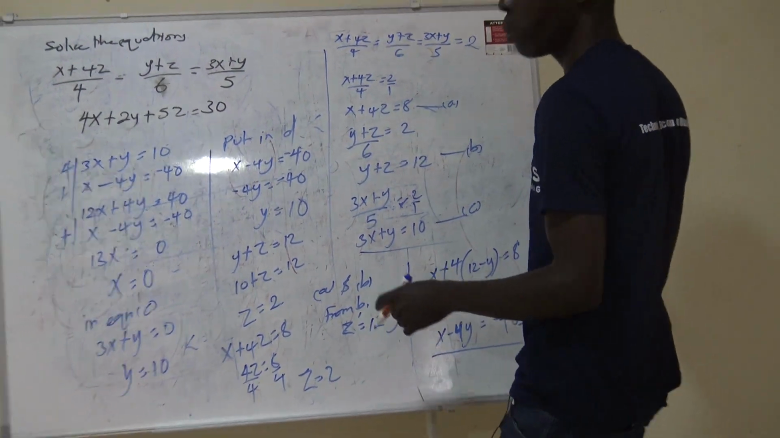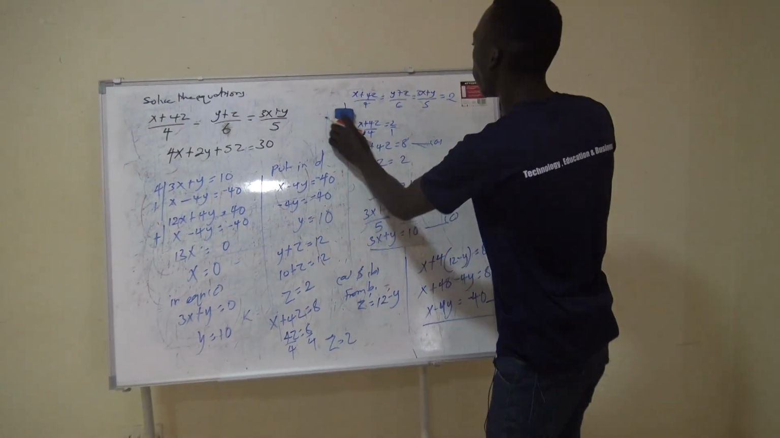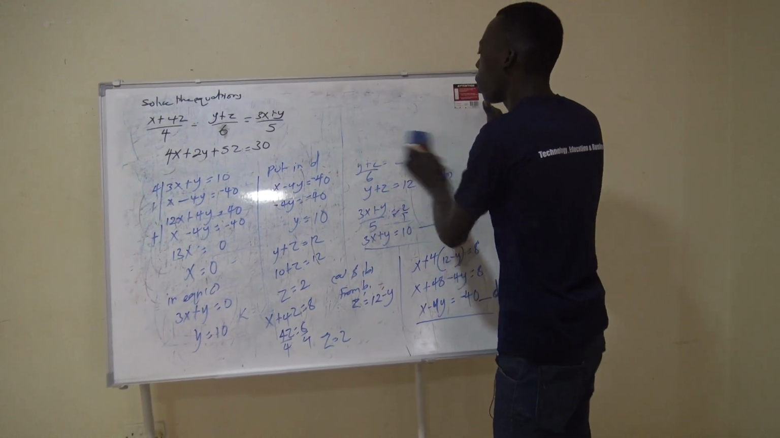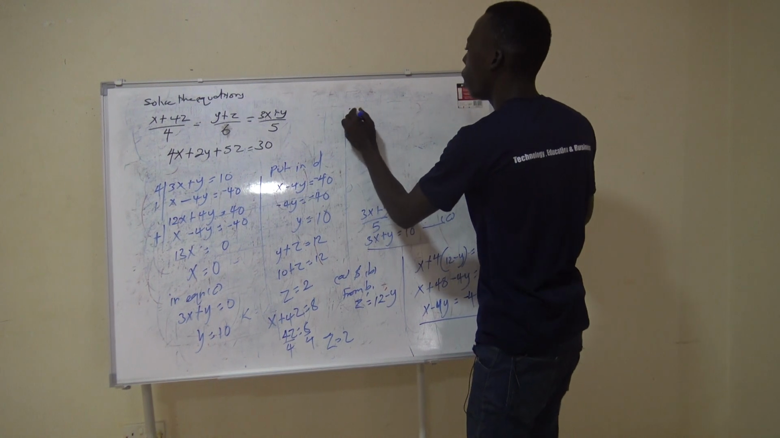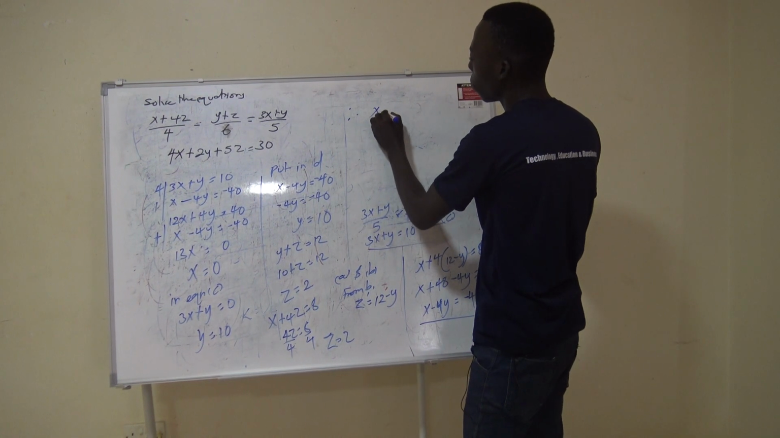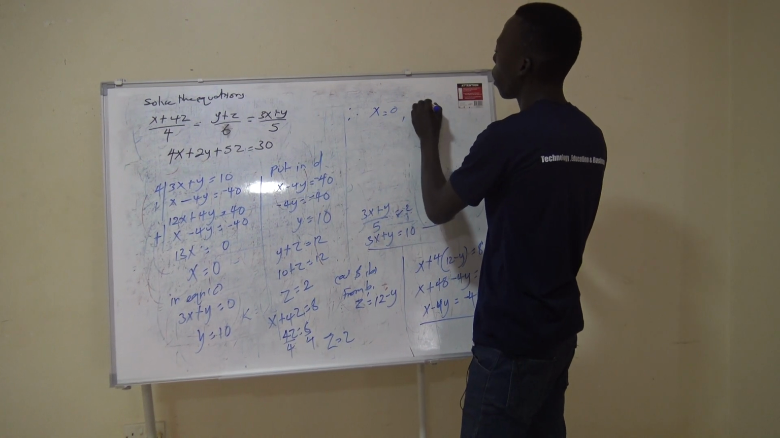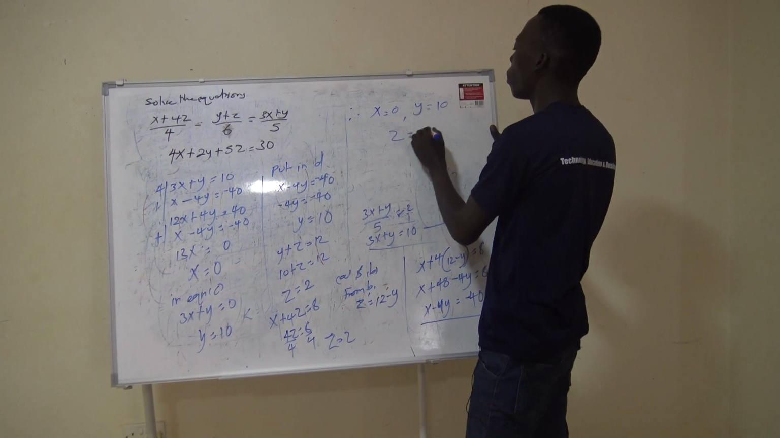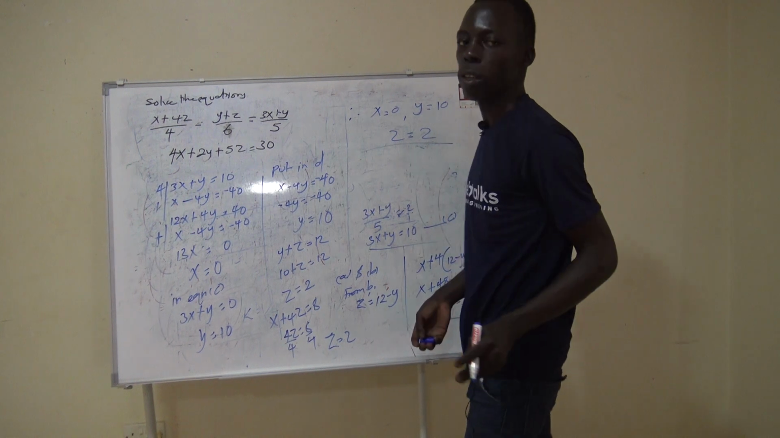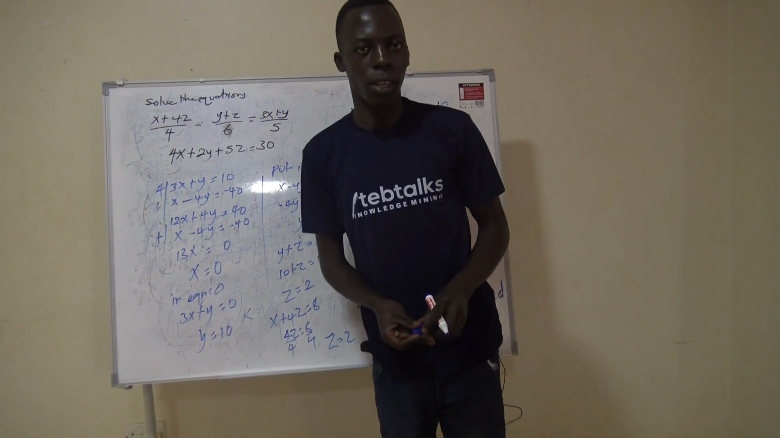Then from there you have to conclude. You say therefore x equals 0, y equals 10, and z equals 2. Then from there you have finished the equation. I think we are ending there.